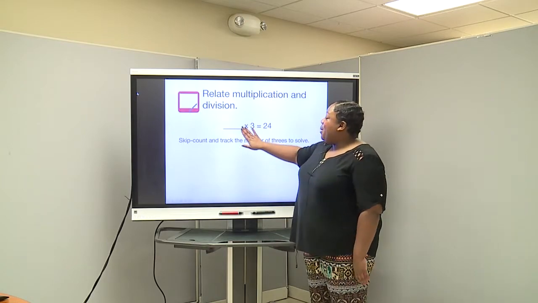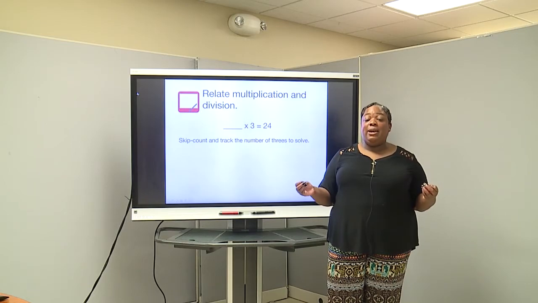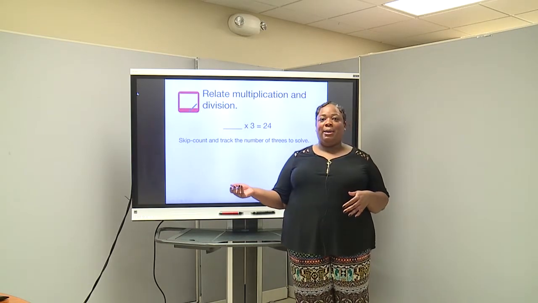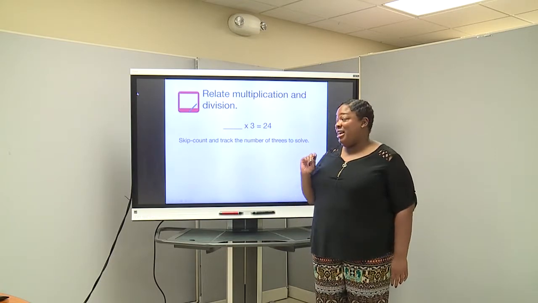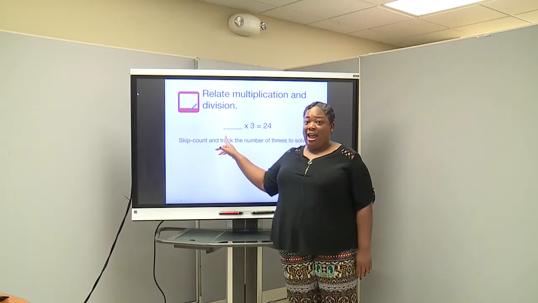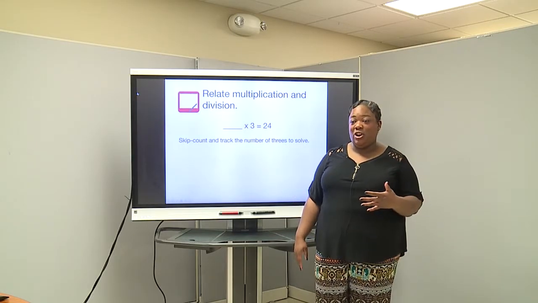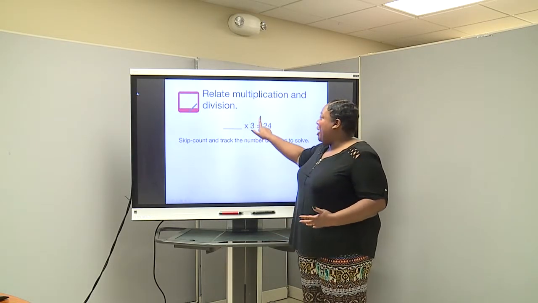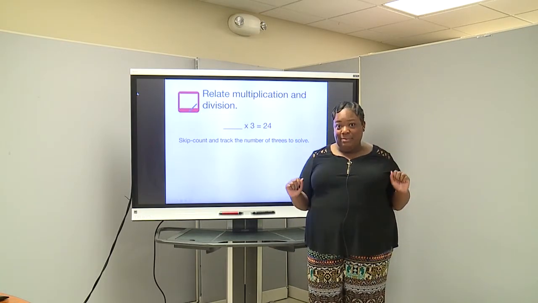So we have blank times 3 equals 24. All you have to do is skip count by the number you're multiplying by until you get to your total. Now, the trick is you're going to have to track them. And the best way for me to track is to use my fingers. So let's try that. So I'm going to skip count by threes until I get to 24. And however many fingers I'm holding up, that's my answer, okay?